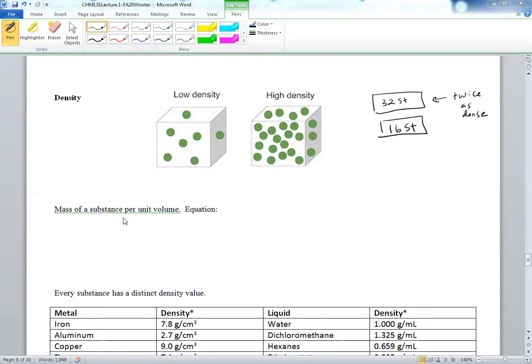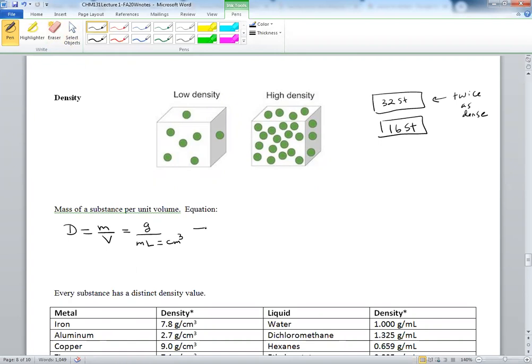So let's look at the definition. It says it's the mass of a substance per unit volume. It's how much material in a given amount of space. And here's the equation. You might have seen this before. D is equal to M over V. Mass is measured in grams. Volume is measured in mils or cubic centimeters. A cubic centimeter is the same as a mil.